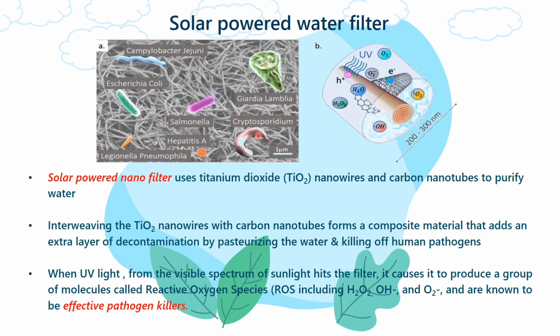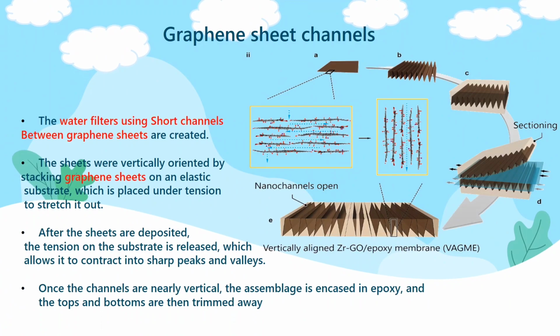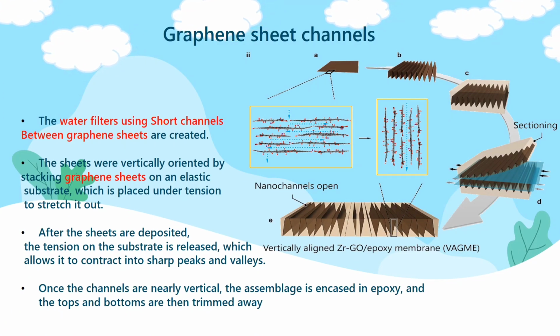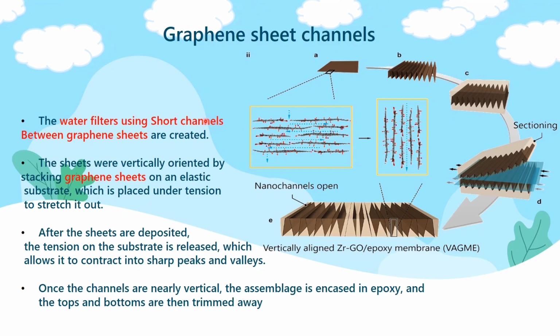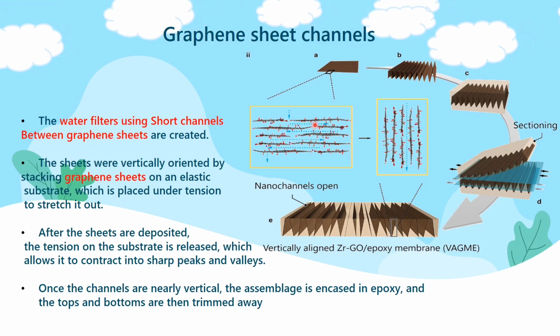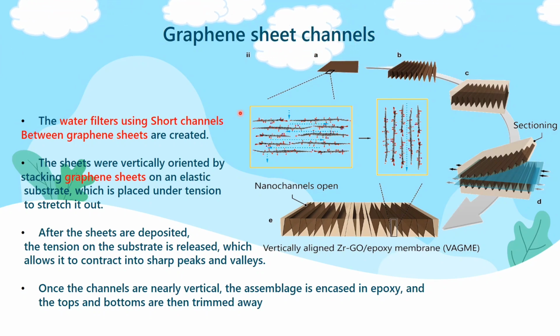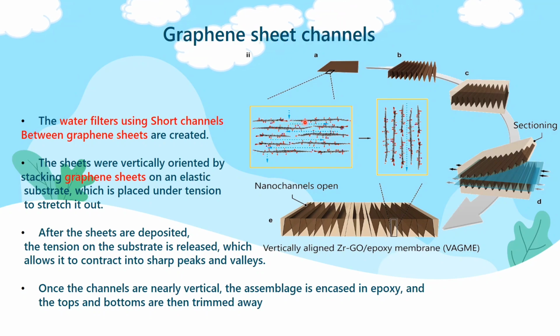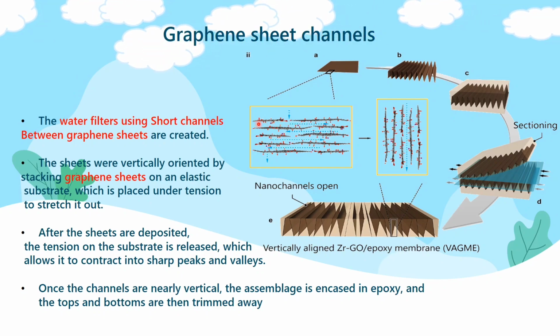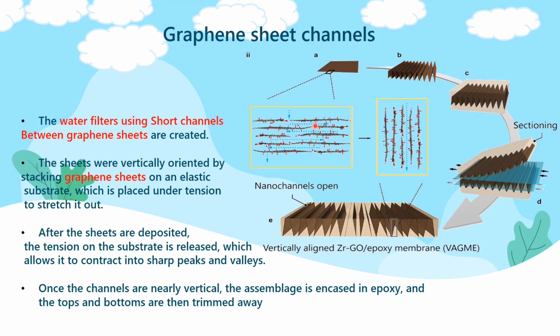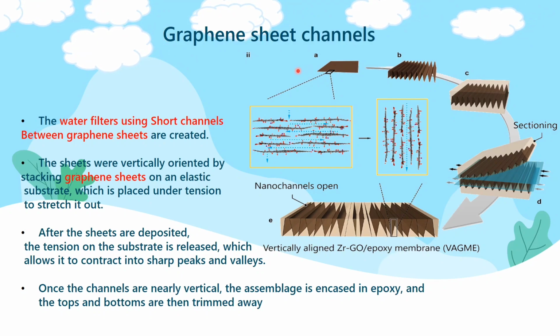The third one I'm going to talk about is graphene sheet channels. We all know that graphene sheets are horizontally aligned, and they have very tiny spaces between them in the nanometer range, but we can't use graphene sheets in a horizontal manner because it takes a lot of time for water to pass through. So we have to find some way to make the graphene channels vertically arranged instead of horizontal.